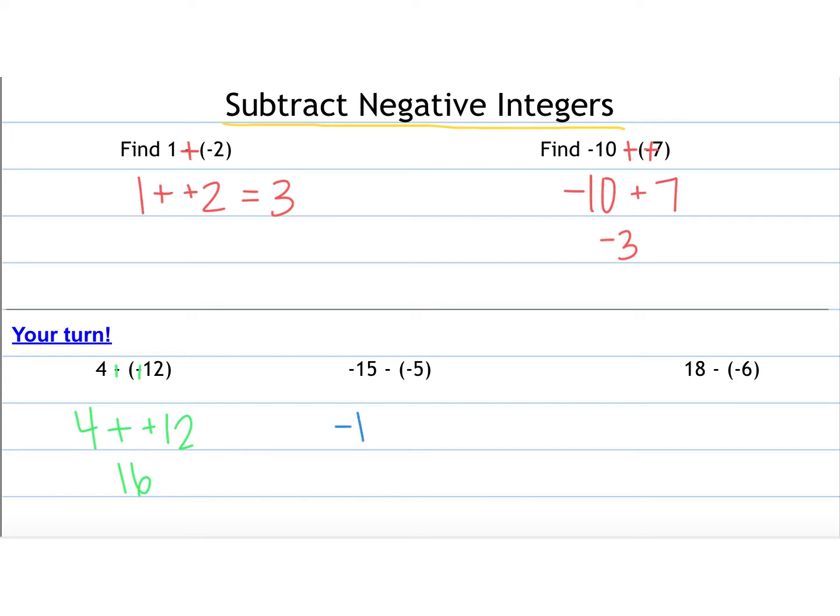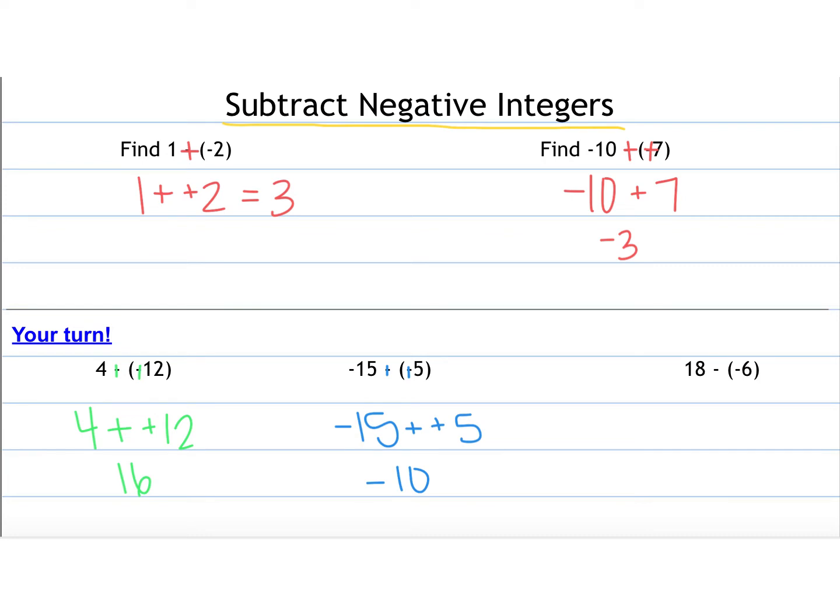Keep the first number the same. Chop chop. Change from a subtraction to an addition. Make the second number opposite, so it was a negative 5, now it becomes a positive 5. Signs are different, so we're going to subtract. 15 minus 5 is 10. And we have more negatives. We have 15 negatives and 5 positives. Well, 15 is bigger than 5, so our answer is going to be a negative 10.